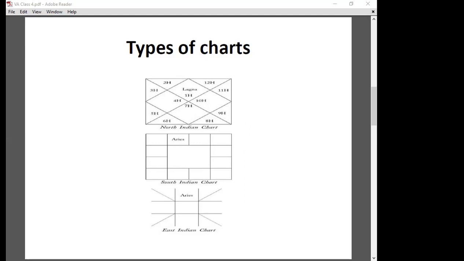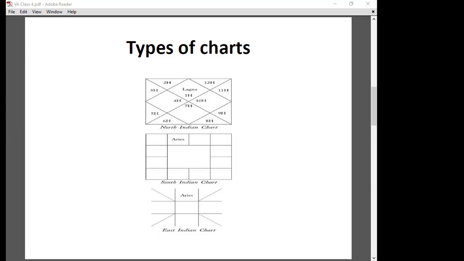Knowing the directions of the signs is very, very important if you are planning to do astrology. Whenever you study astrology, or whenever you are practicing astrology, always sit in the direction of the sign that is ruling your ascendant, that is ruling your lagna. So Aries, Leo, and Sagittarius will have east direction.